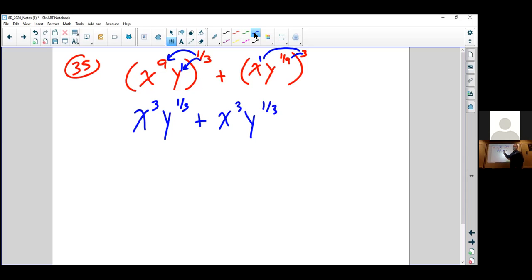How many of these exact same terms do I have? 2 of them, because there's a 1 in front. So I have 2 x third root y to the 1/3.